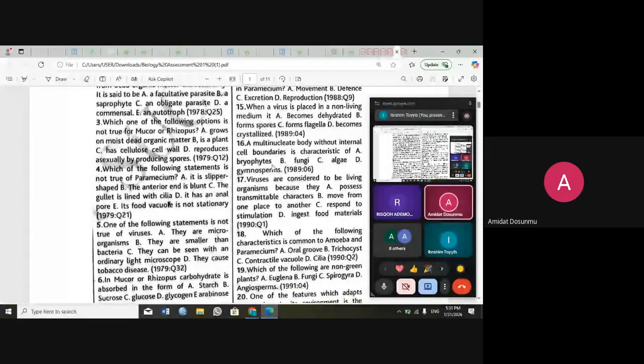So it becomes crystallized. I said that when it exists in the extracellular phase, it does not. When it exists in a non-living thing, it takes the form of a crystal. So a multi-nucleate body without internal cell boundary is the characteristic of fungi.